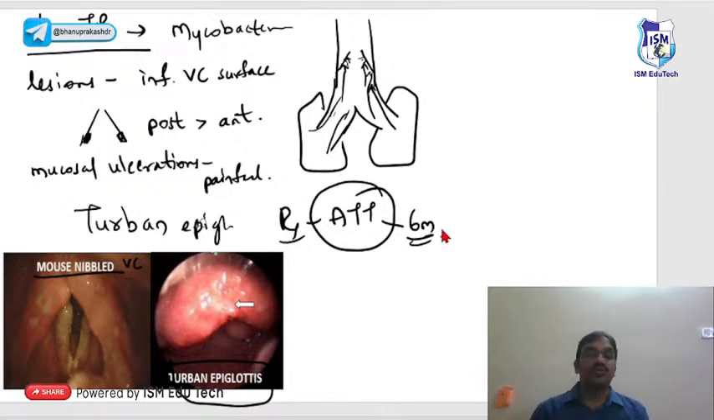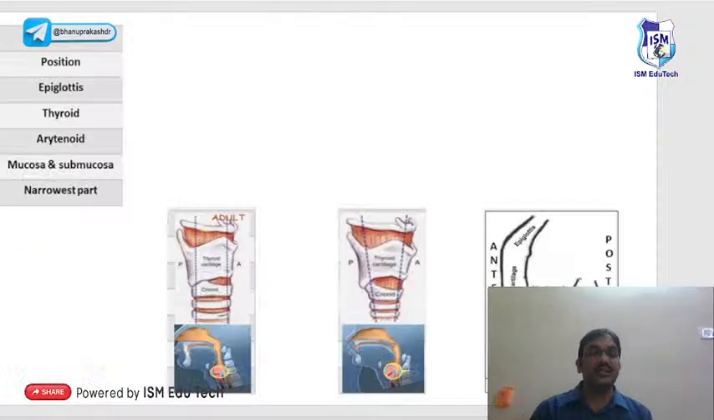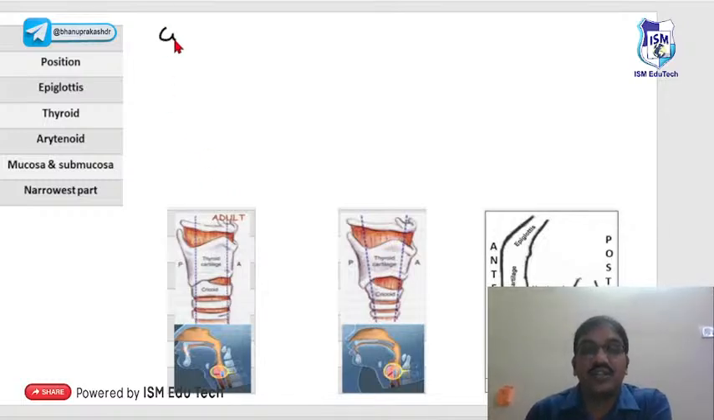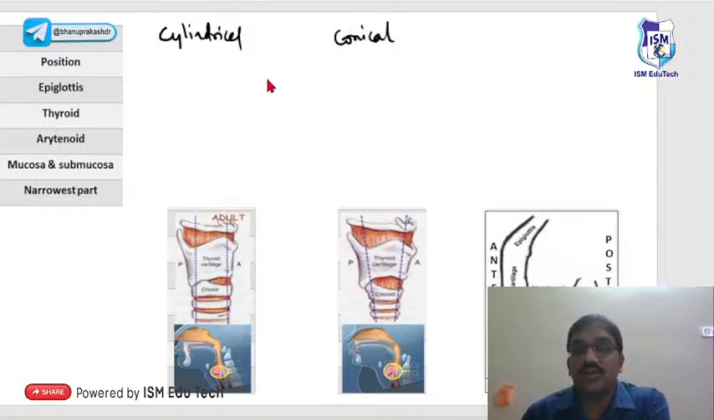Coming to the next topic, the differences between the adult and pediatric larynx. You can see the luminal shape in the adult is cylindrical. Can you see that? But here it is conical. You can clearly see it is conical, or funnel shaped, like a funnel, right?